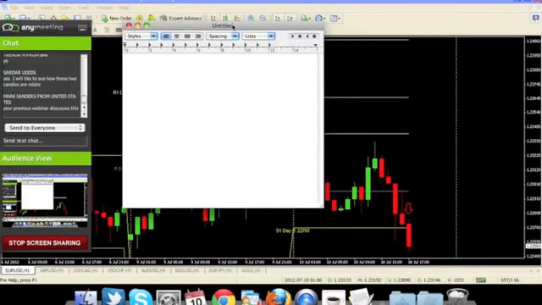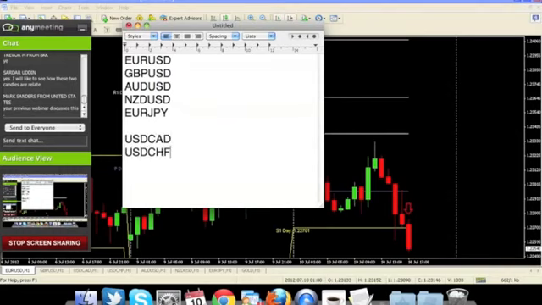Okay, I trade 7 pairs: Euro USD, Pound Dollar, Aussie Dollar, New Zealand Dollar, Euro Yen, and US Dollar CAD, US Dollar Swiss Franc. These pairs that I wrote on top, they move together. These pairs that I wrote on bottom, they move in the opposite direction.